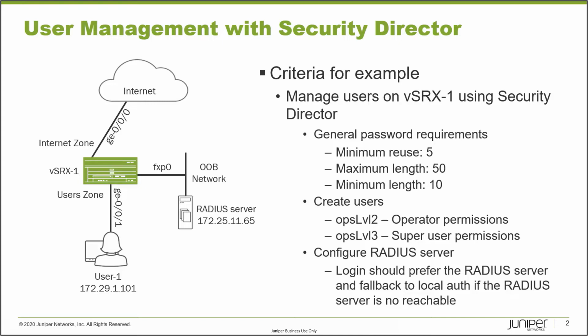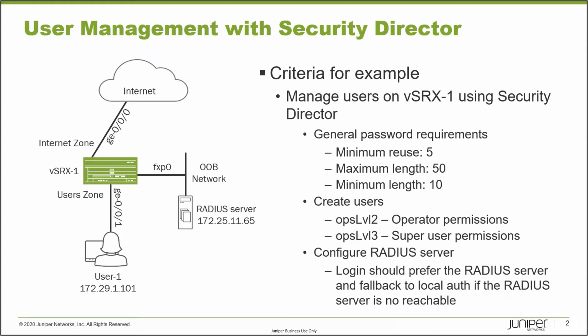And then we need to configure a radius server connection on VSRX1. And with this, it's going to be using that 172.25.11.65 address you see on the slide. And we want to prefer the radius server, but if for some reason the radius server isn't reachable, we don't want to be locked out of VSRX1. And so what we want to do there is, if the radius server isn't reachable, we want to fail back to that local database on VSRX1. So in that regard, if the radius server isn't reachable, then we can log in with Ops Level 2 or Ops Level 3 with a local account on VSRX1.